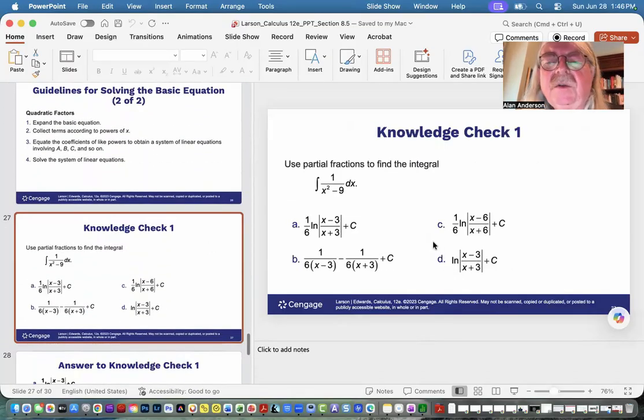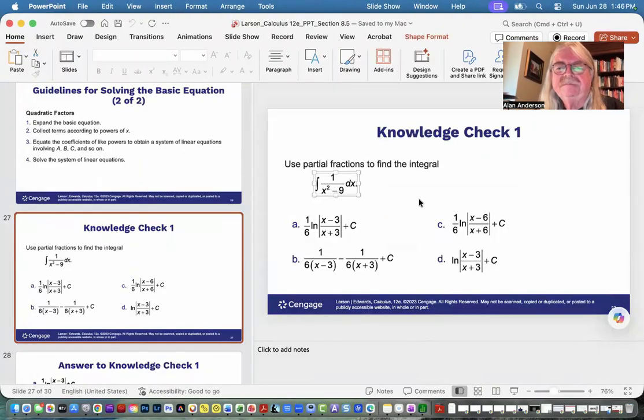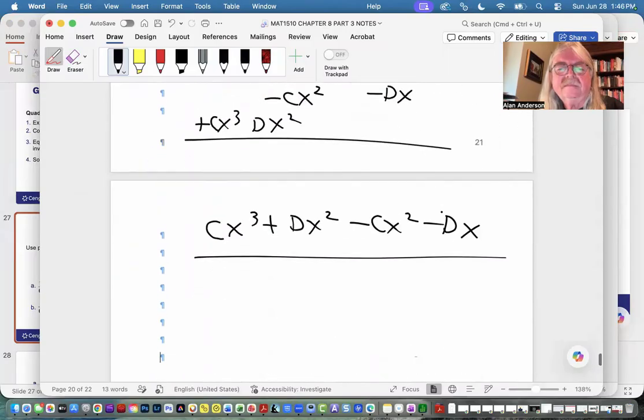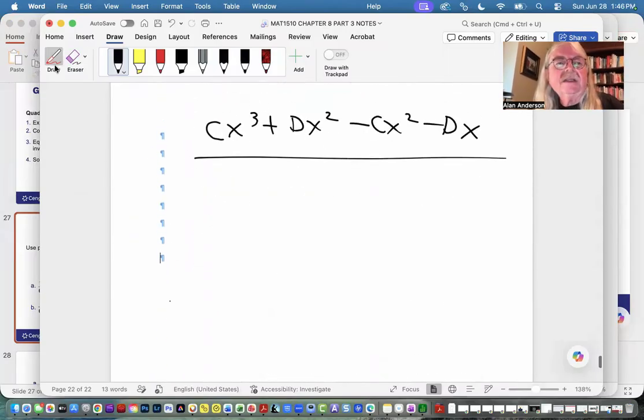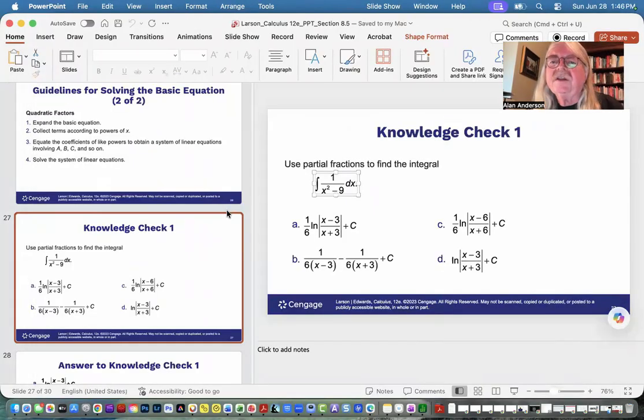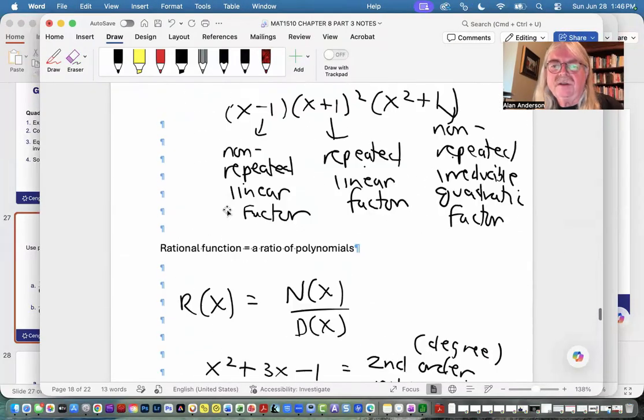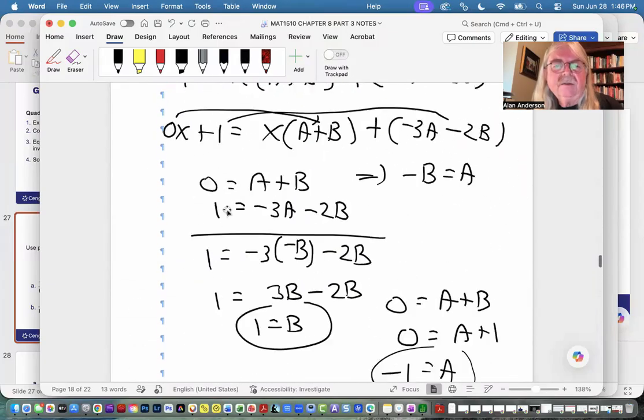All right, so let's try a more basic one. This looks good. Sometimes they can really bring out some of the most bizarre, complicated ones. As long as you know the four basic rules that we just saw up here, you'll be fine. Okay, remember what they are.